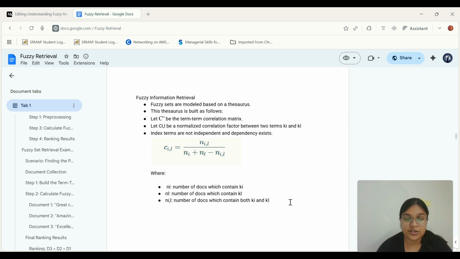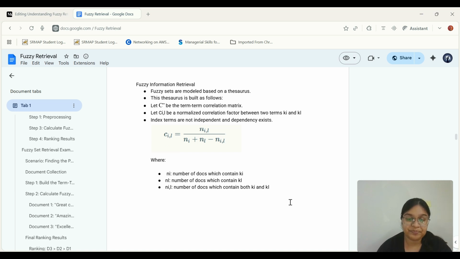So for fuzzy information retrieval, we have some thesaurus based models. Now the thesaurus follows a precise matrix for term correlation. Okay, so this can be called as C of i comma l, which is a normalized correlation factor between our terms Ki and Kl. So n i comma l divided by n i plus n l minus n i comma l, where our n i is the number of docs which contain our term Ki, n l is the number of docs which contain Kl, and n i comma l are the number of docs which contain both the terms Ki and Kl.